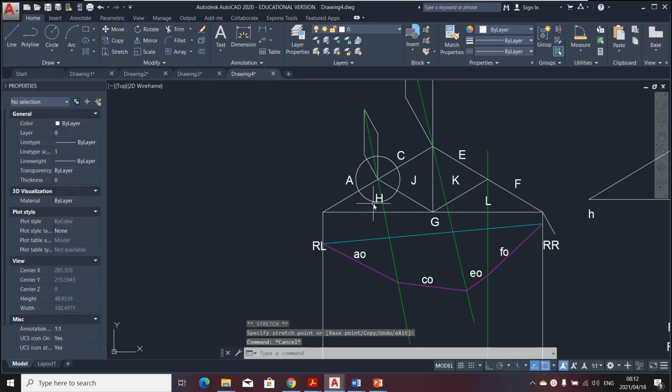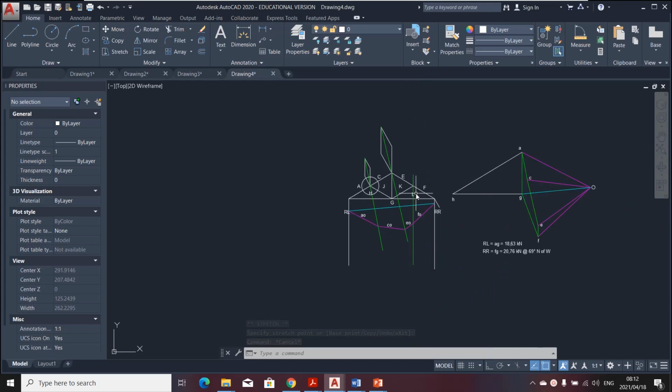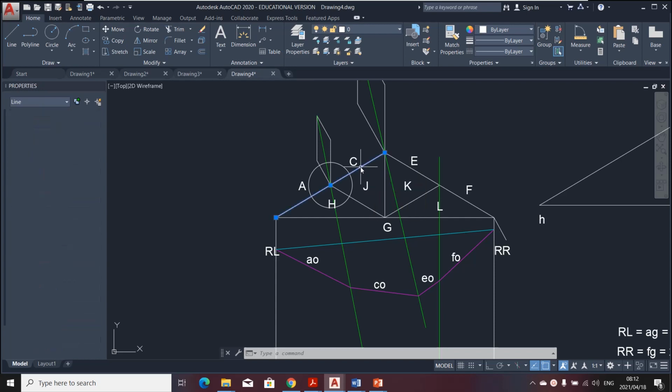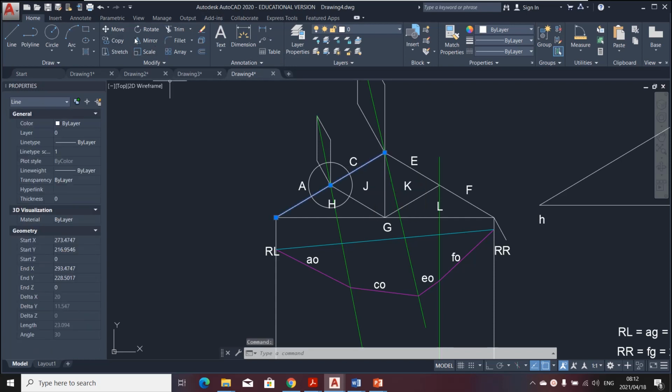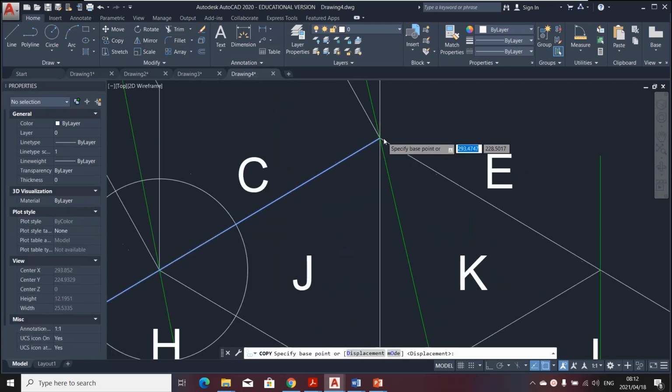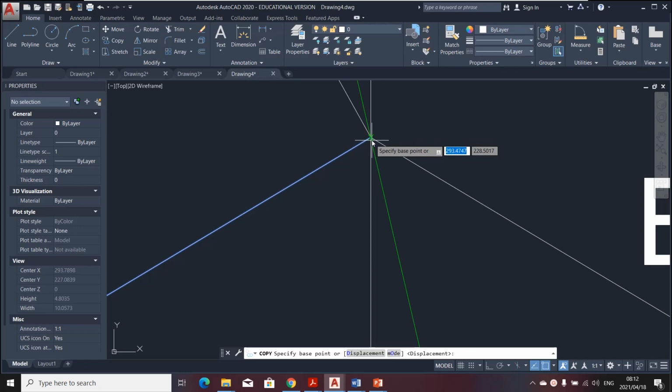Now CJ: number one, you start with the member which is easier to draw. You can see that CJ is the outside member which is at an angle of 30 degrees. I'm going to start with this one, CJ. I'm going to copy this offset and offset.